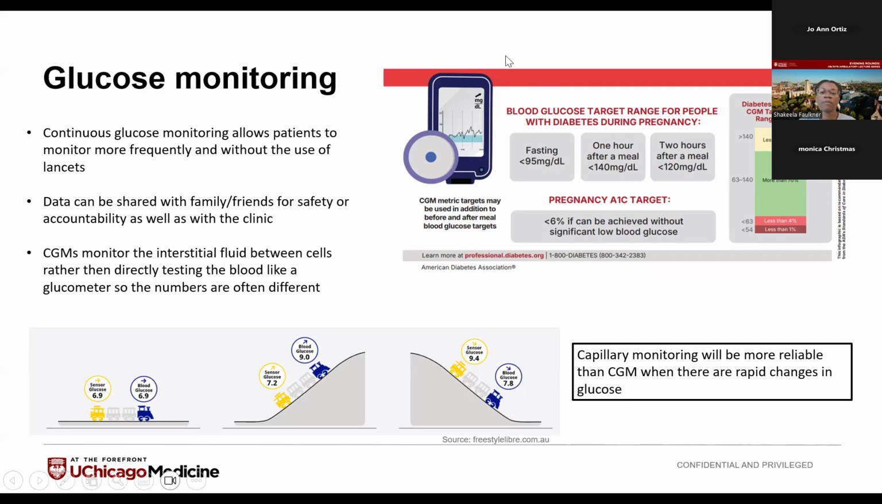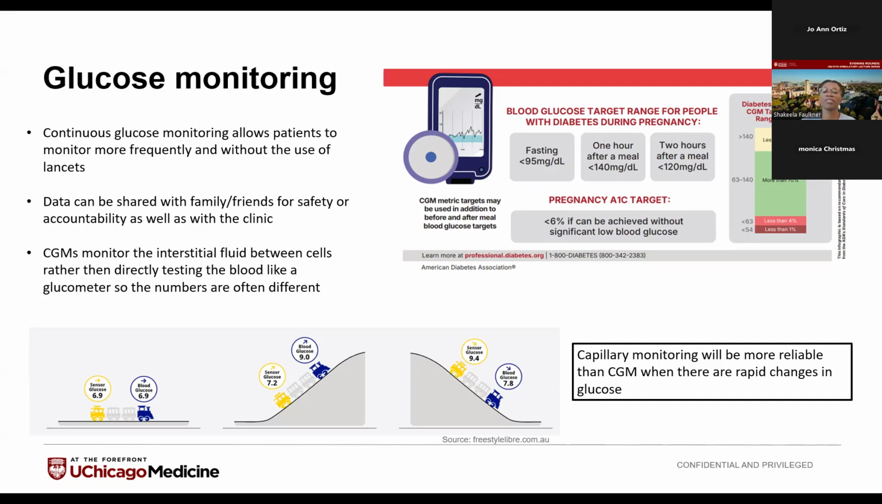And so it can be helpful to use for that reason. It is important to know the caveats and the differences between them. So the CGM is basically like a thin plastic catheter that sits and measures in interstitial fluid, so it's between the cells. It's not actually measuring the patient's blood, and so the numbers can actually be different.